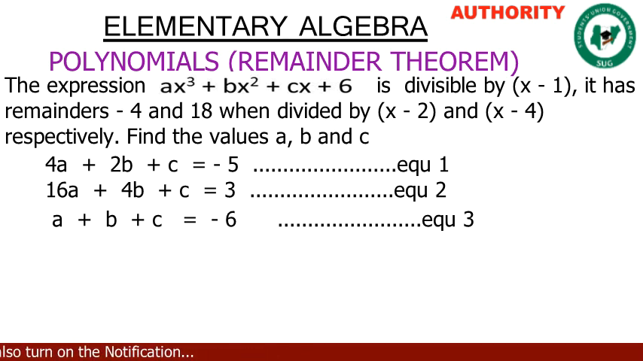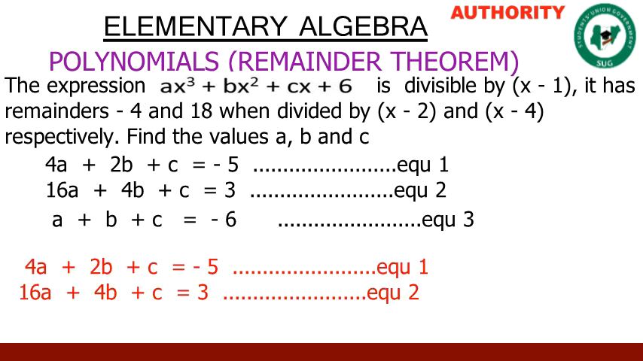Okay, now let's go. How are we going to do this? Pay attention. We're going to pick the first and then the second equation and solve. Eliminate one term, and then pick the second and then the third and eliminate another term. Now let's go. We're going to pick first and second equation and then let's eliminate c.